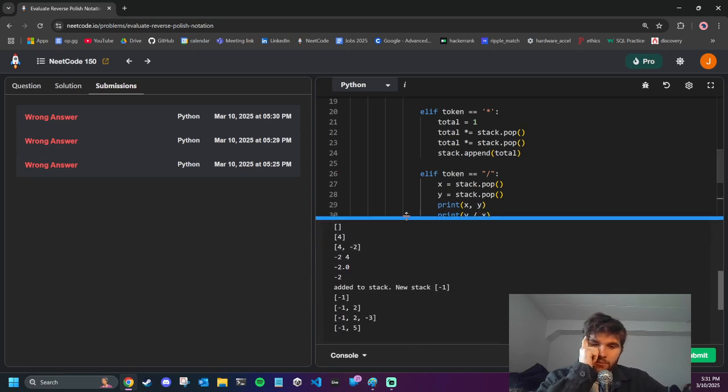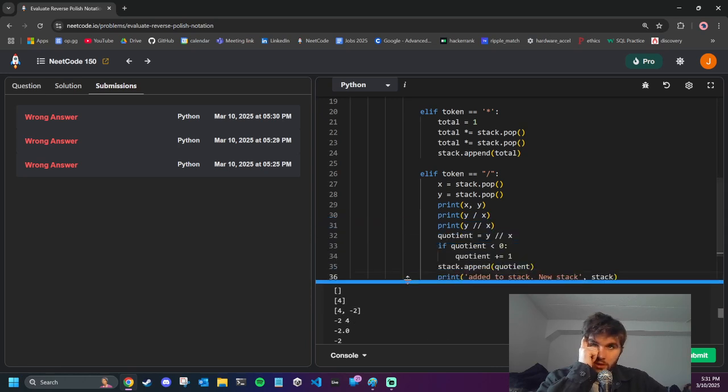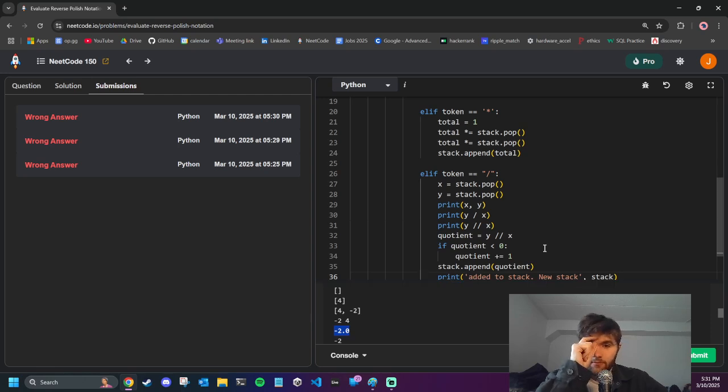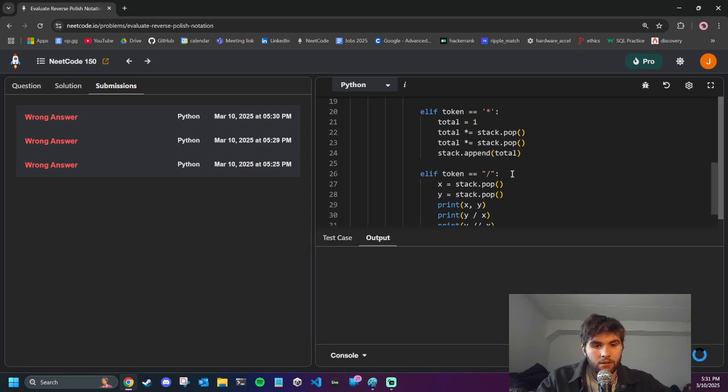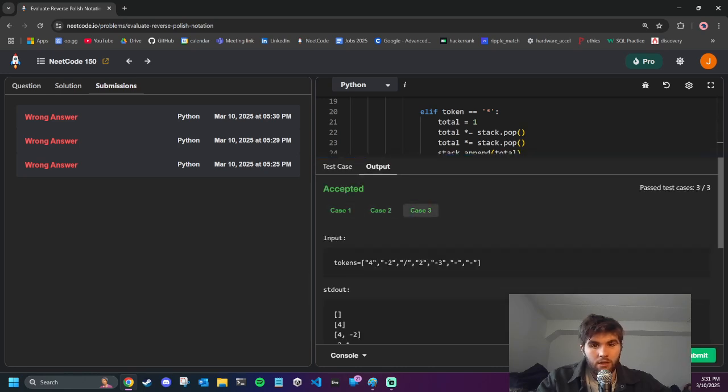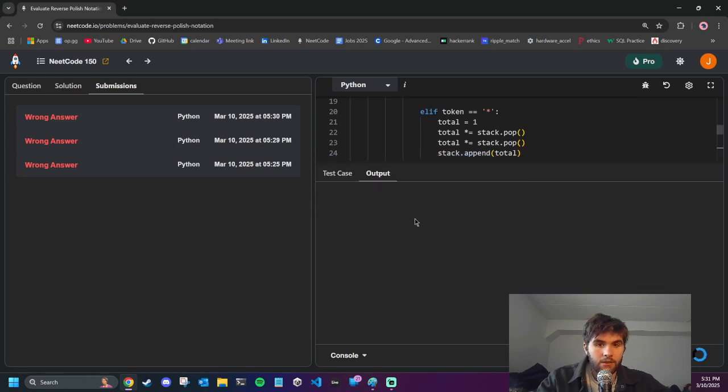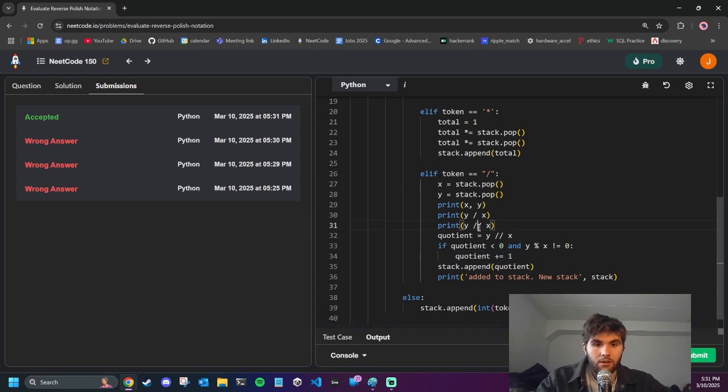So maybe instead of +1, we could say and y mod x does not equal 0. So if it's exactly even, then we actually don't want to add to that. Yeah, perfect. So it was adding to -1. All right, so there's some tricks there with the division.